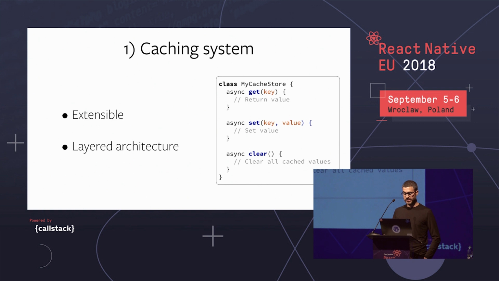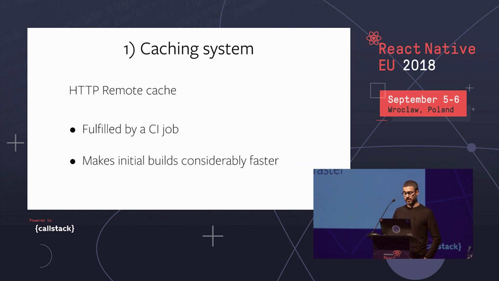Adding a new cache layer is really simple. It's as simple as creating a class that has a get, a set, and a clear async method. With this, you can create your own caches that can do any kind of logic. In fact, at Facebook, we have one custom caching layer, which is an HTTP remote cache. This cache layer gets filled by a continuous integration job that runs every time a commit gets committed into master. This provides significant improvements on initial build times, especially after pulling changes from the repository.